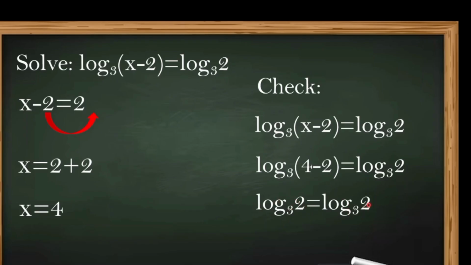So the equation is now log 2 to the base 3 is equal to log 2 to the base 3. This means that they are equal in value and the same in structure. So this is the result of our checking, and this means that our solution is correct.